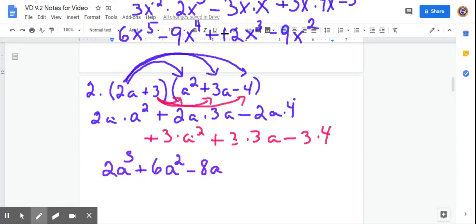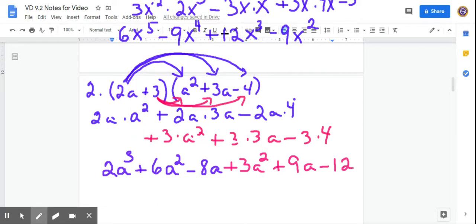Now we're going to simplify the second. So you have 3 times a squared is 3a squared. Plus 3 times 3a is 9a. Minus 3 times 4 is 12.